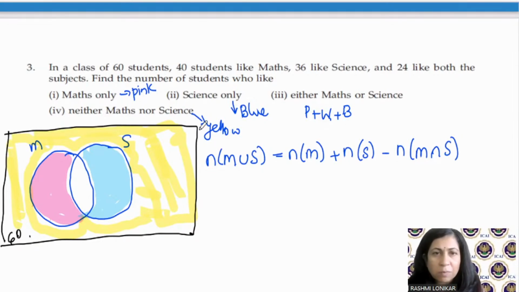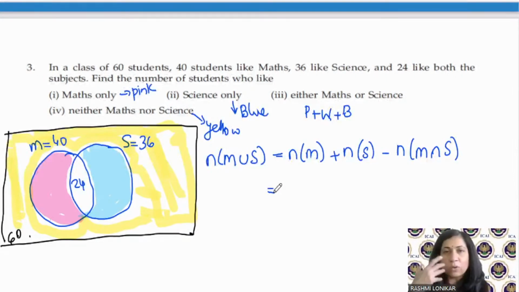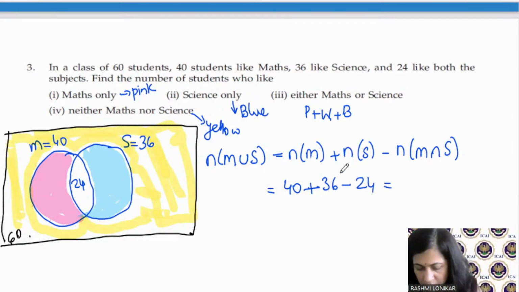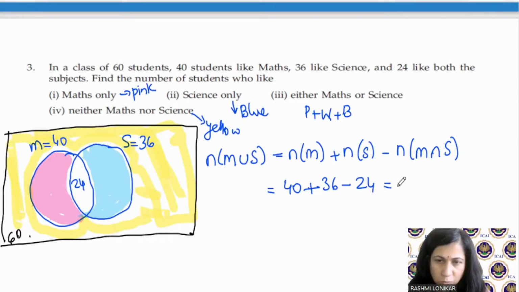So 40 students. Here I've forgotten to write. This M is 40, S is 36, and 24 like both maths and science. So M union S, that is the number of students who like either maths or science or both, is equal to 40 plus 36 minus 24. This is equal to how much? 76 minus 24, which is equal to 52. So this is the answer for the third one.